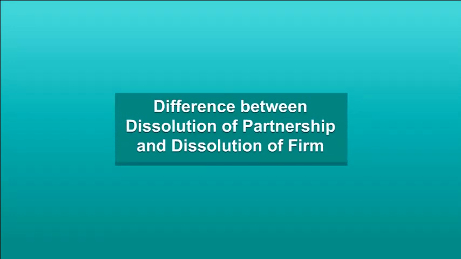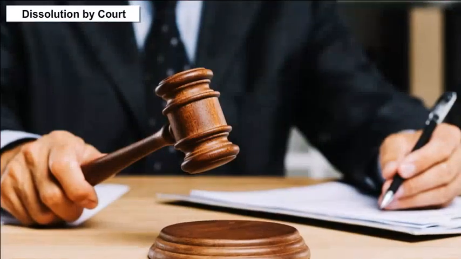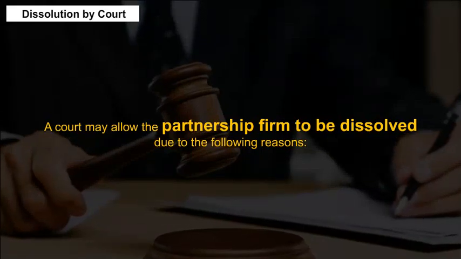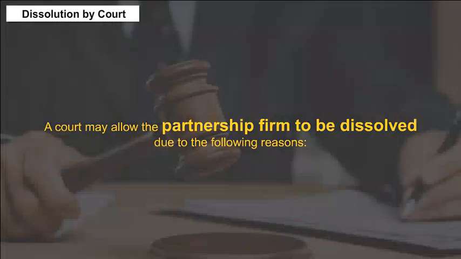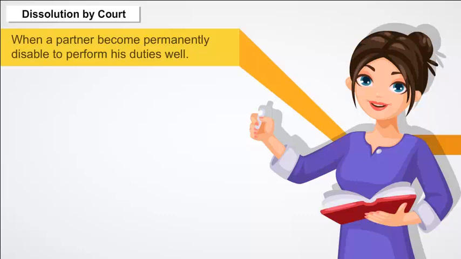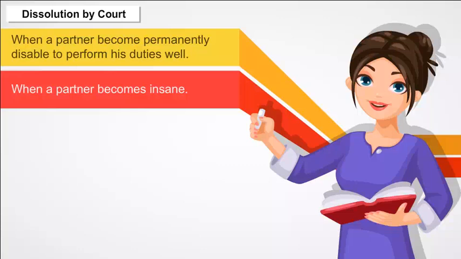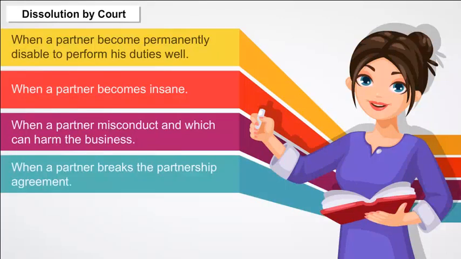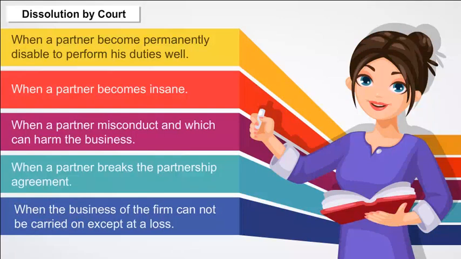Difference between dissolution of partnership and dissolution of firm. Dissolution by court. A court may allow the partnership firm to be dissolved due to the following reasons. When a partner becomes permanently disabled to perform his duties well, when a partner becomes insane, when a partner's misconduct can harm the business, when a partner breaks the partnership agreement, when the business of the firm cannot be carried on except at a loss.